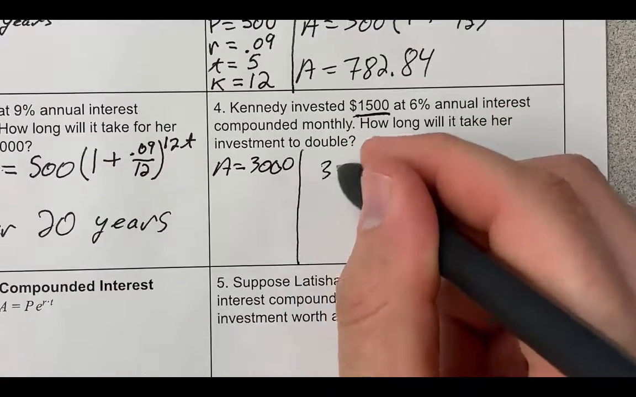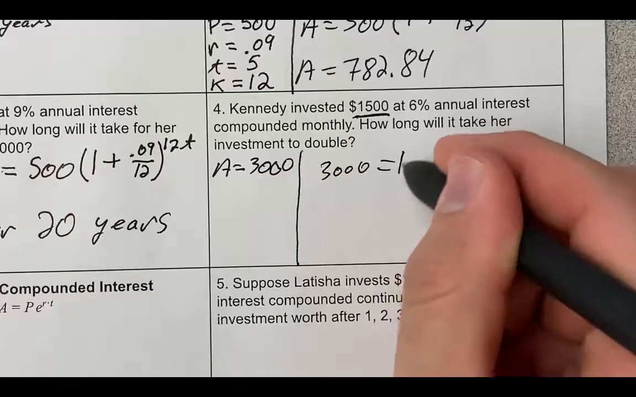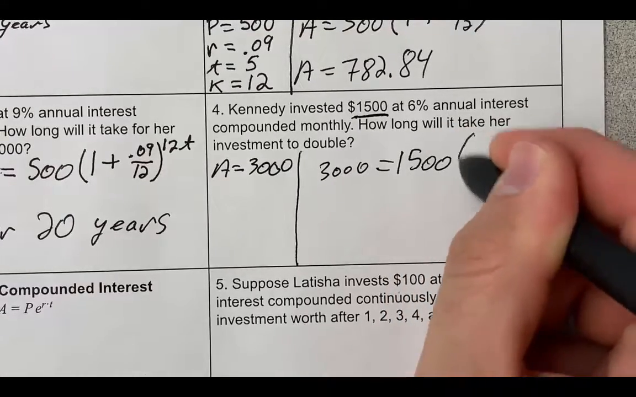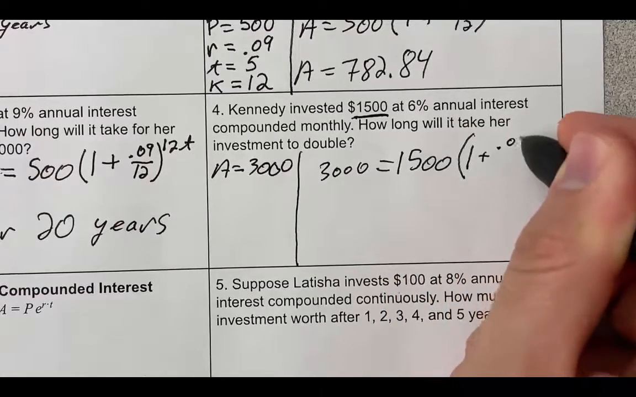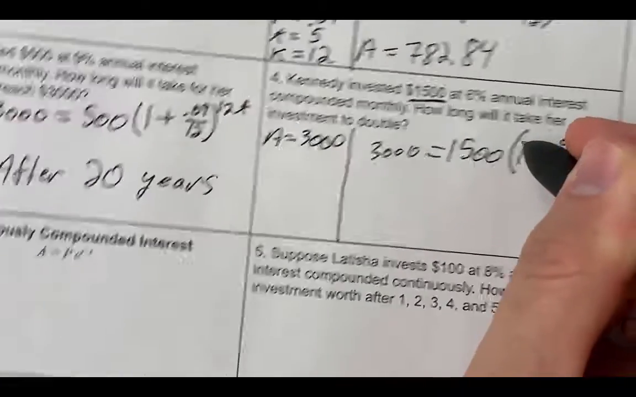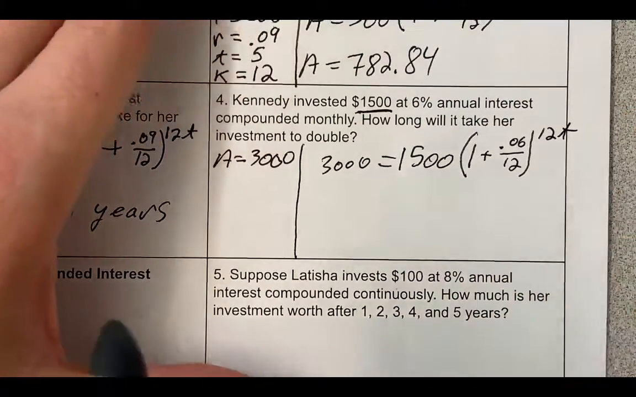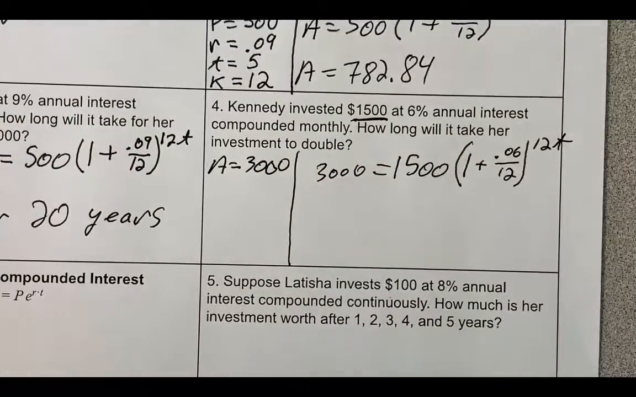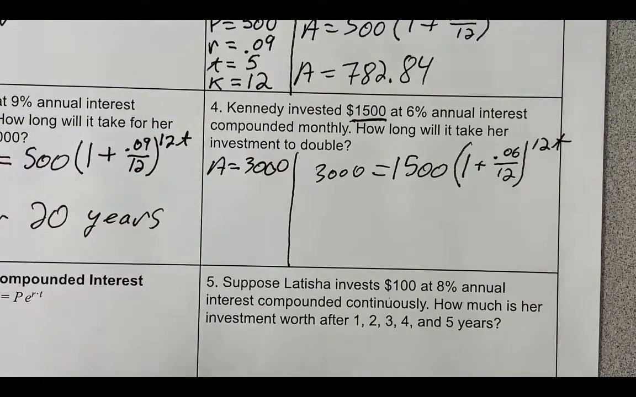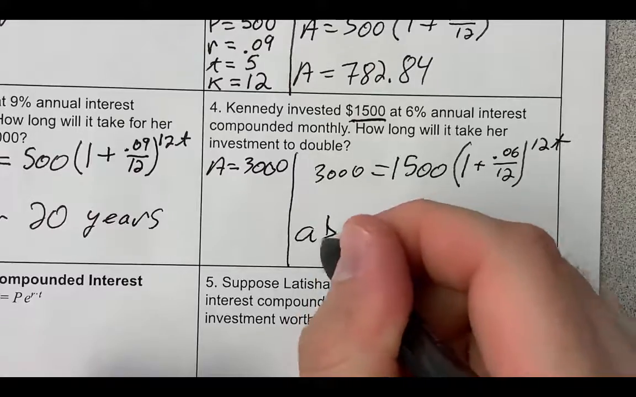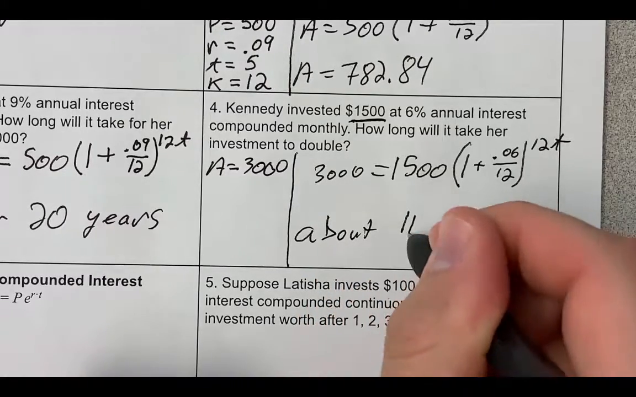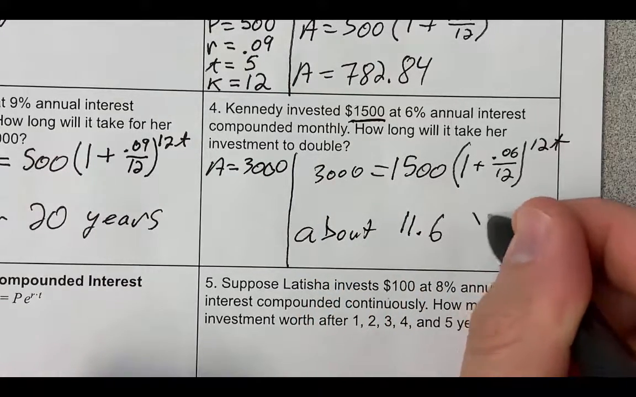You want to know when 3,000 equals 1,500 times (1 plus 0.06 divided by 12) raised to the 12t. So again, you're going to graph the left, graph the right, and find where they cross. You find out that it's about 11.6 years to double her money.